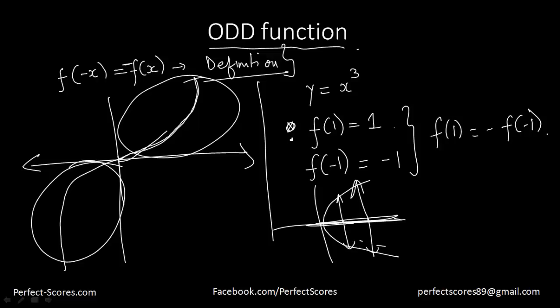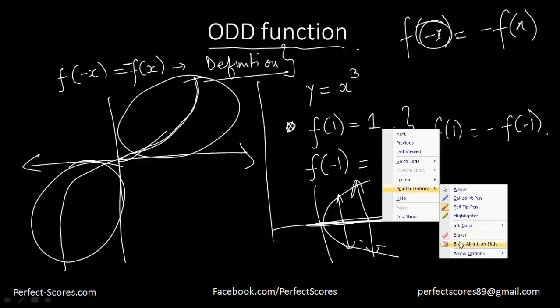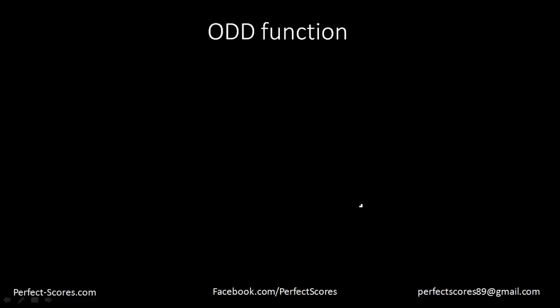But an odd function is not like that. An odd function says that f of minus x is equal to negative of f of x. That means as soon as I make my input negative, my function will become negative. I hope you're able to understand what I'm trying to say here. The proper definition of an odd function is that f of minus x is equal to negative of f of x.